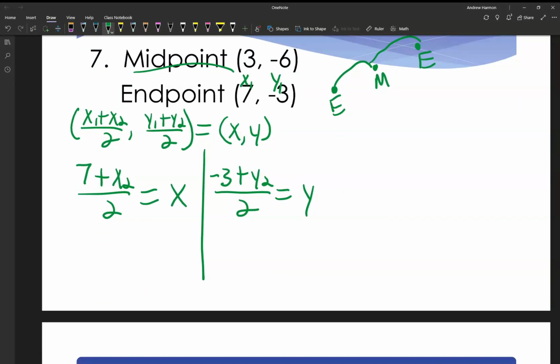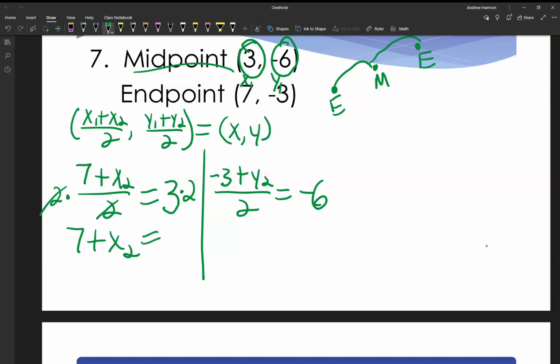So in the first equation, let's solve for x2. We know x is our midpoint value of 3, and we know y is our midpoint value of negative 6. Now we're going to solve this equation for x2. The way we do that is we multiply both sides by 2 since we're dividing by 2. There's 7 plus x2, those 2's cancel, and 3 times 2 is 6. And then we just subtract the 7, so x2 is negative 1.